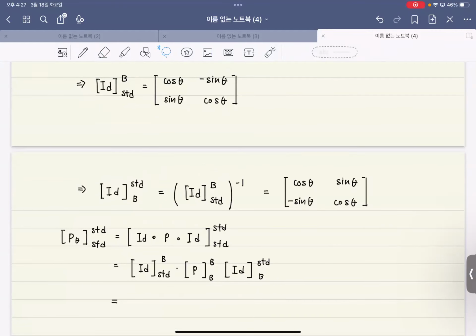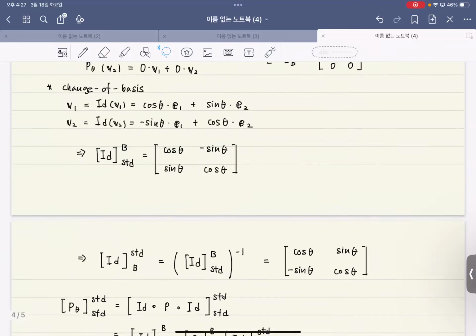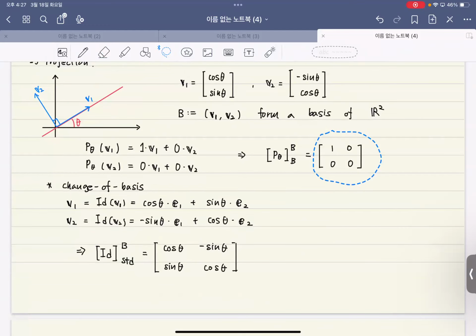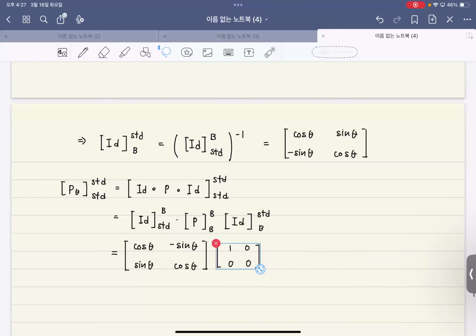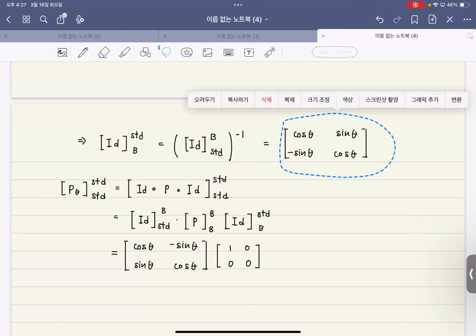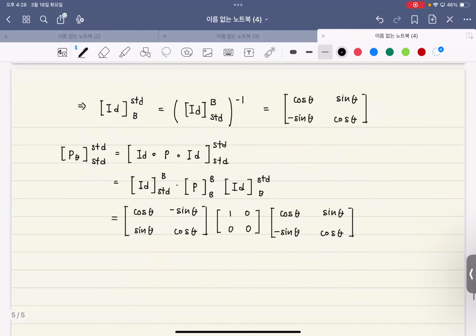I will try my best not to mess up my computation. So this guy goes first, and this guy next, and this guy last. Okay. Now, all you need to do is try to take the product of these three matrices. Yeah, this is a tedious computation.